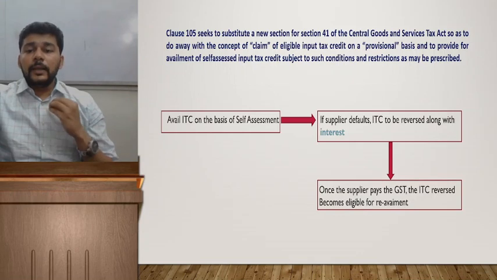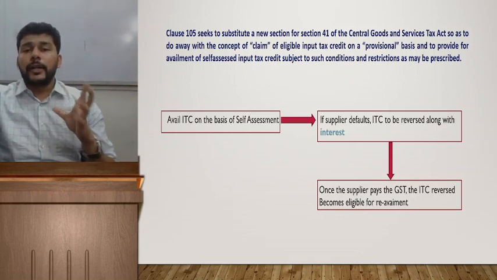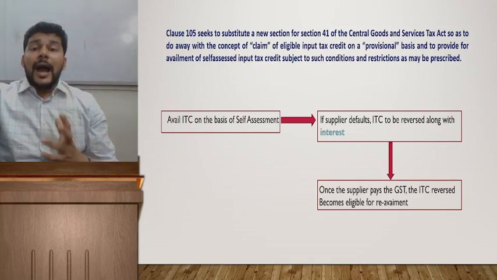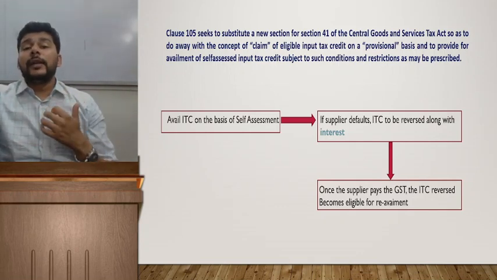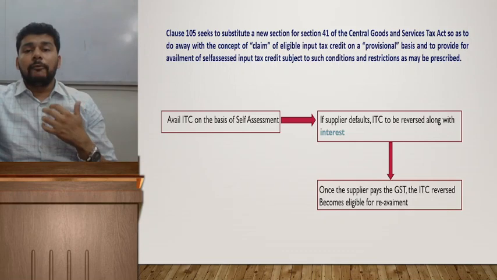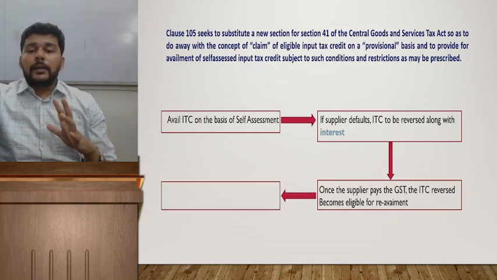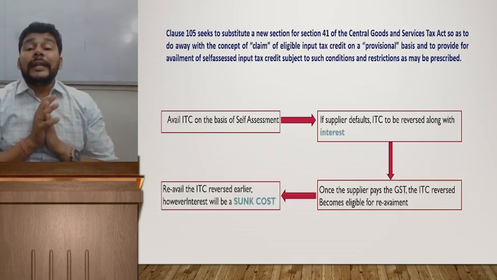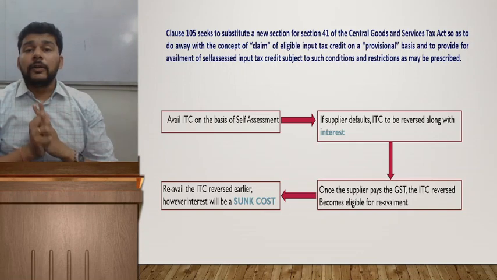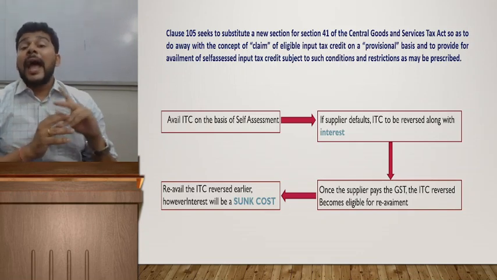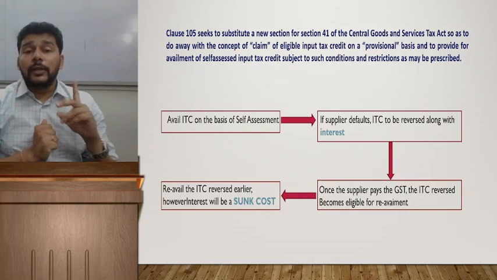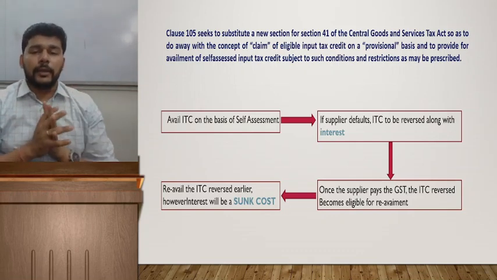However, once the supplier who has defaulted in the tax payment has made the payment of tax to the government, I will be able to re-avail that input tax credit. But the only thing is that the interest which I paid when I reversed the input tax credit becomes a sunk cost for my business, due solely to the default of my supplier.